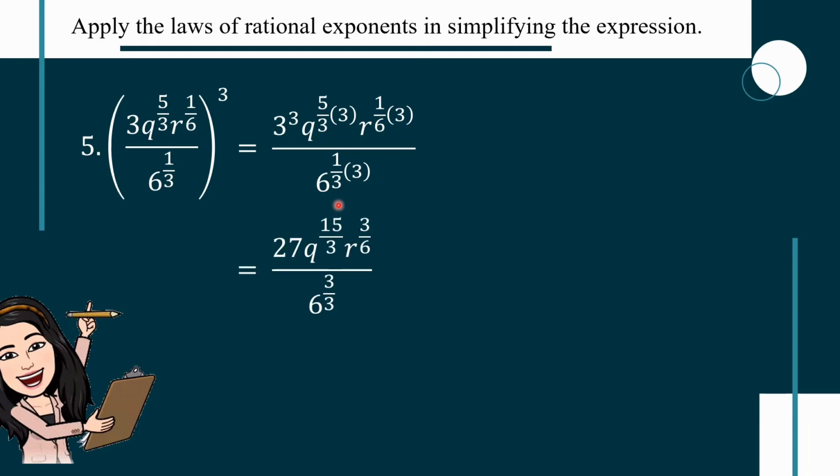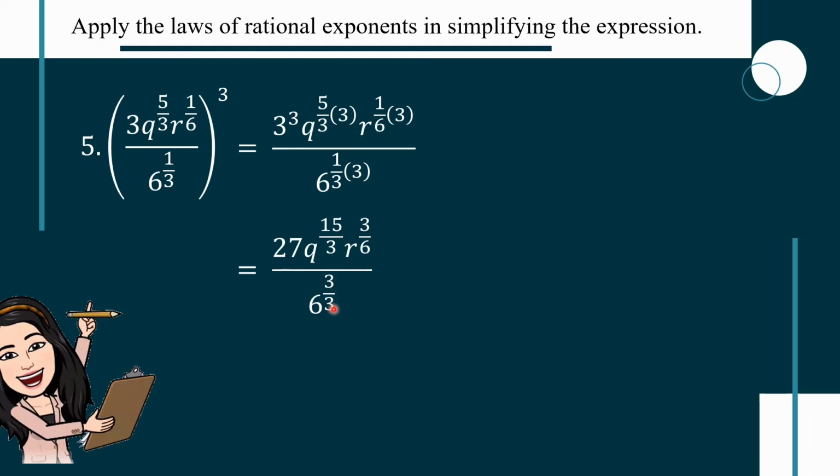Isa-isahin natin. 3 cubed, or 3Q, is 27. Don't say 9 kasi ang 9 is 3 times 3 only. Hindi po ito minumultiply. Ang ibig sabihin po nito, imumultiply natin si 3, 3 times. Kaya 3 times 3 times 3 is 27. Now, 5/3 times 3, we have 15 over 3. 1 over 6 times 3, we have 3 over 6. So, 1 over 3 times 3, we have 3 over 3.